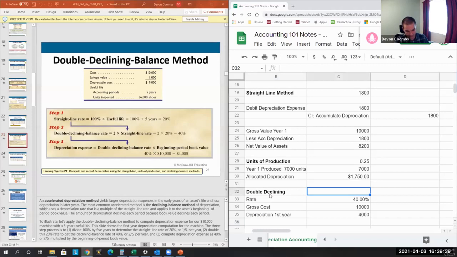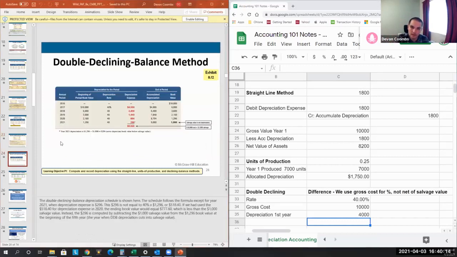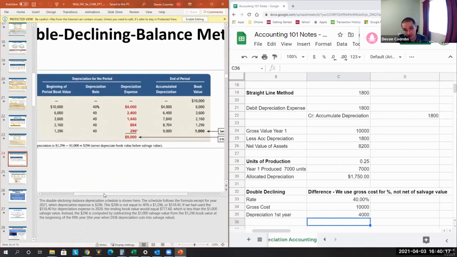The difference here is we use gross costs, not net of salvage value. Right? So some methodologies use the net of salvage value, some don't. This double declining balance method, you determine the percentage not using the salvage value, but then it comes in, you use the percentage. But we still can't depreciate below our salvage value. So we can see here how the schedule works out.